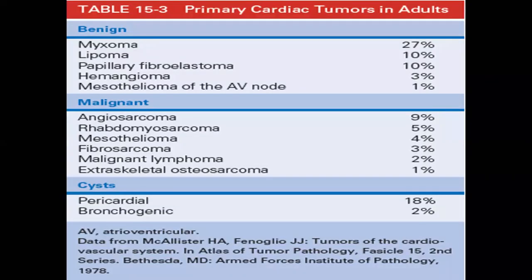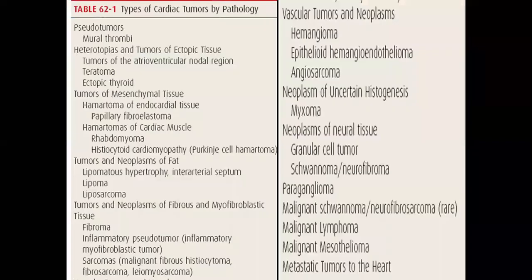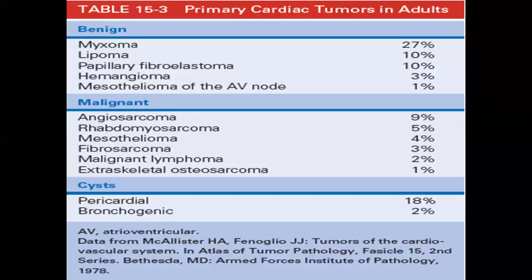So this is a diagram showing the various percentages of the benign and malignant tumors. You can see the highest one with the benign is the myxoma, and with the malignant is the angiosarcoma. This is a classification based on the pathology. This distribution is mainly for the left atrium.